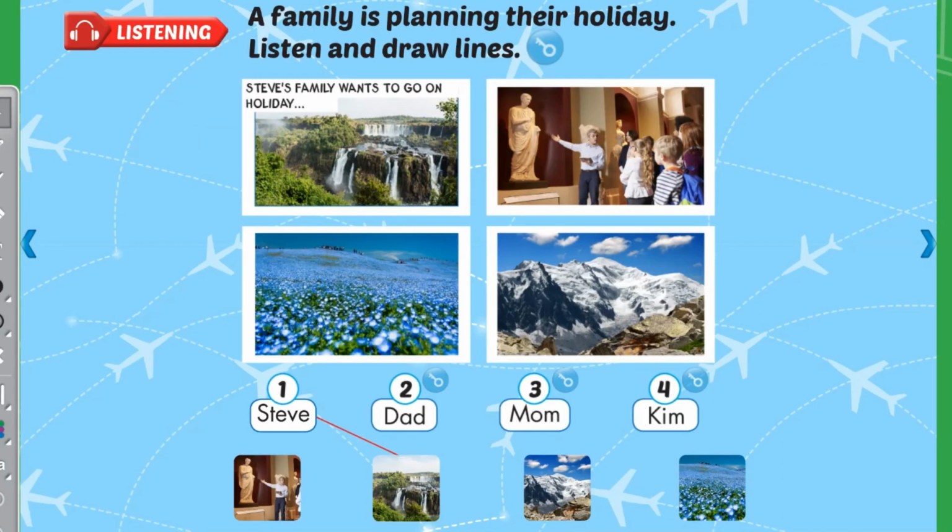Listening. Listen and draw lines. Now before we listen, I want you to look at the pictures. The first picture is about the waterfall. Isn't it beautiful? Next to that picture, it looks like in the museum. Have you ever been in the museum? And the next picture down below is flowers.